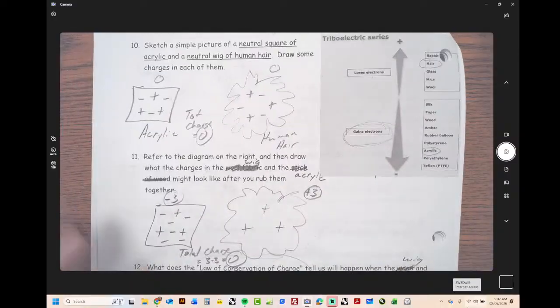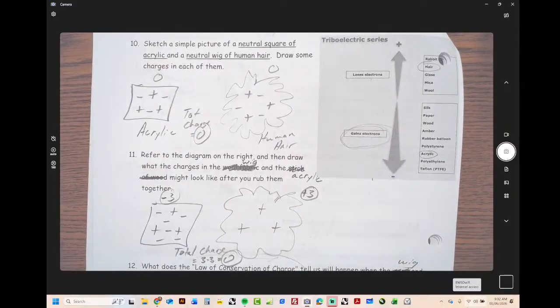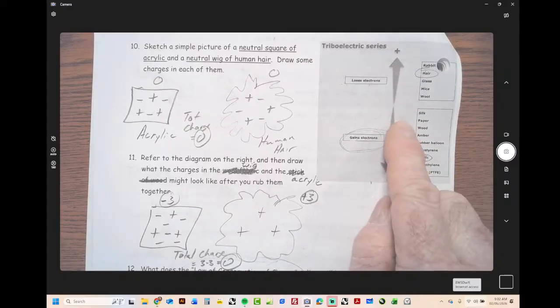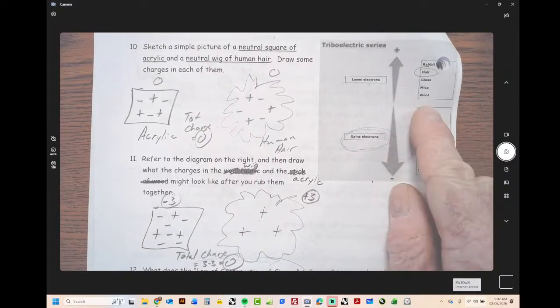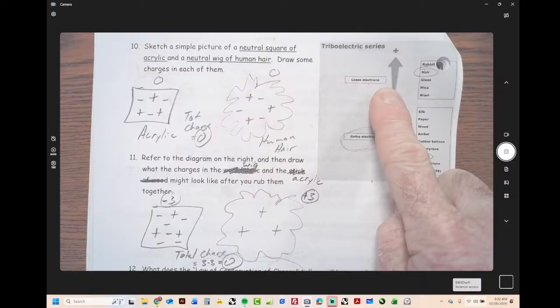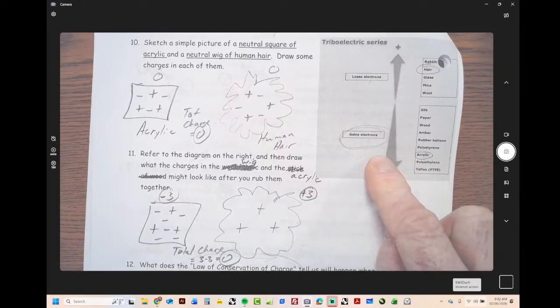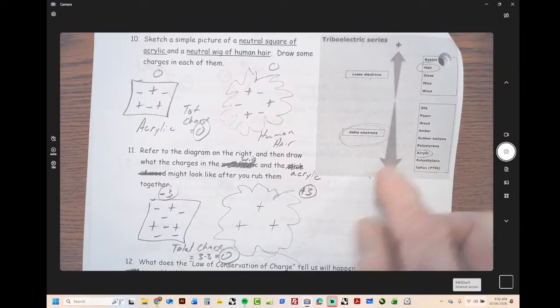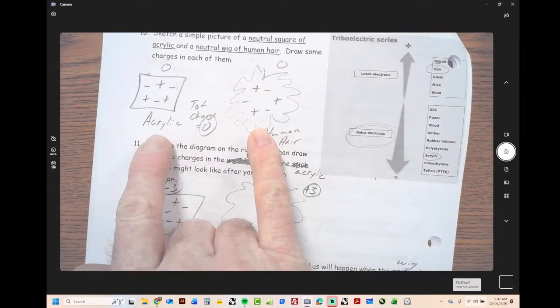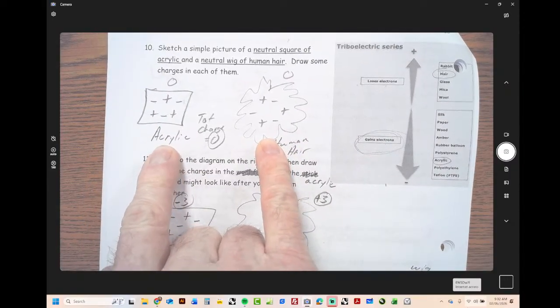Then there's going to be a few things about charging, and you'll have to interpret a triboelectric series. The ones that lose electrons become what? Positive or negative? If you lose electrons, positive. And the ones that gain electrons, those become negative. And these are both showing neutral items.